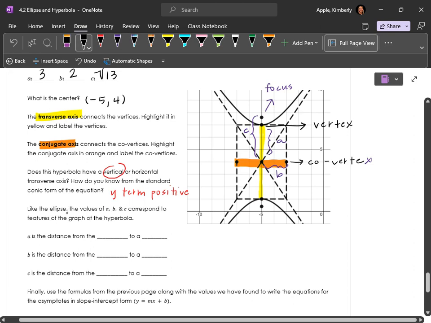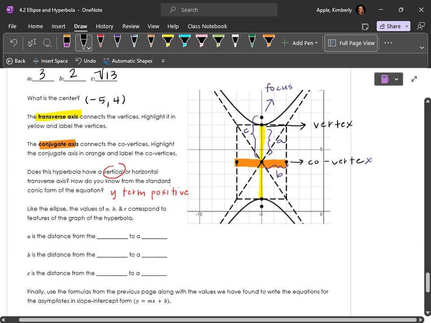So if the y was negative and the x is positive, then we have a vertical transverse axis? We currently have a vertical transverse axis. Correct. So the parabola pieces would open side to side.